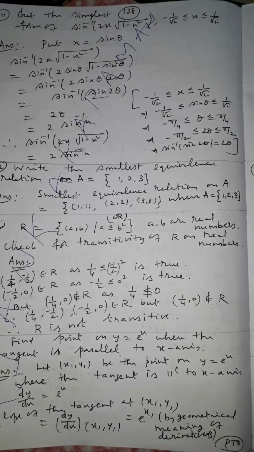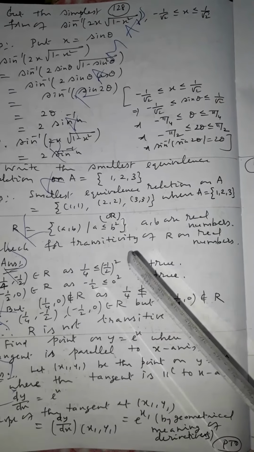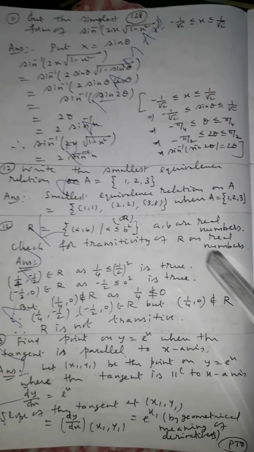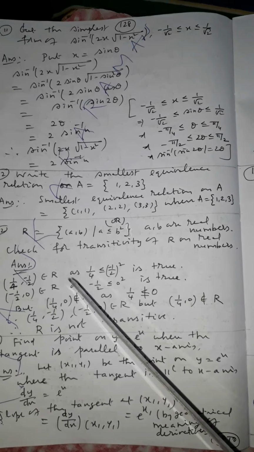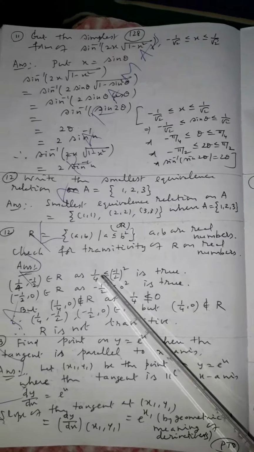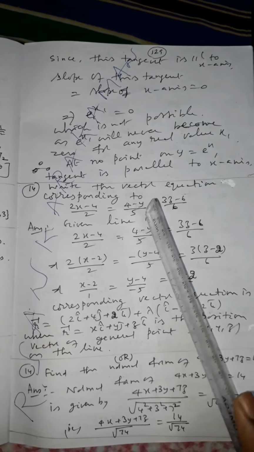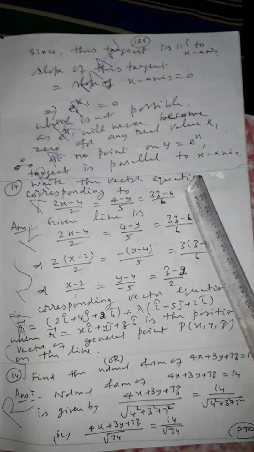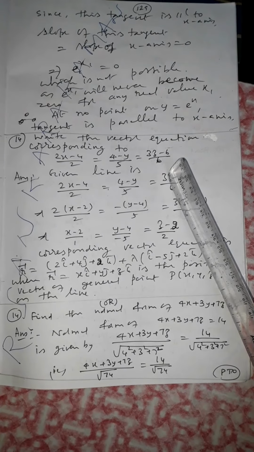There are just 2 small corrections. 1 by 4 comma 0 and 1 by 4 comma minus of are elements of R, but 1 by 4 comma 0 is not an element of R. By mistake I said 1 by 2 comma minus of in one of the places. It's a small mistake. See the correction. And here the equation is given in the form 2x minus 4 by 2 is equal to 4 minus y by 5 is equal to 3z minus 6 by 6. By mistake I said x. These are the 2 corrections. Thank you students.